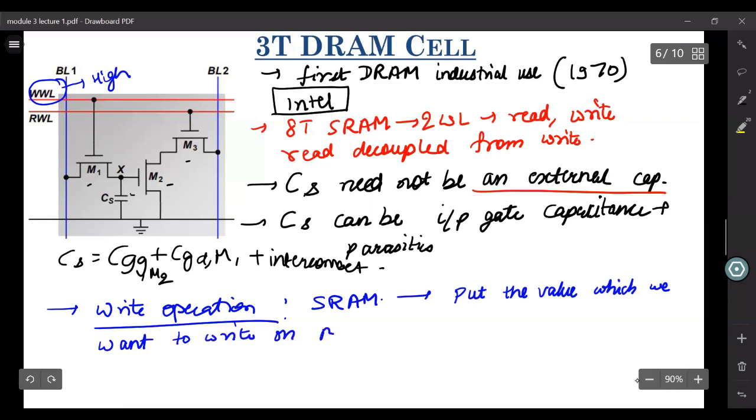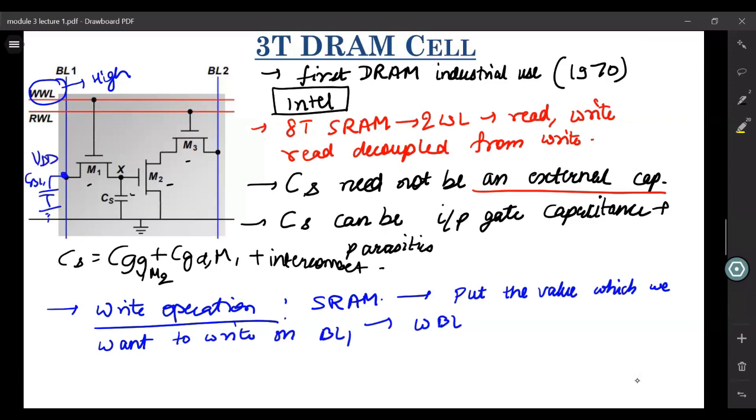on BL1. So BL1 is your write bit line, the bit line with the help of which you are writing it. So it's similar to the write bit line that you had in your 8T SRAM cells. So let us say you wanted to write a value 1. So what you will do is, here there will be this CBL1. You will put a VDD over here, right? Now this node is VDD.